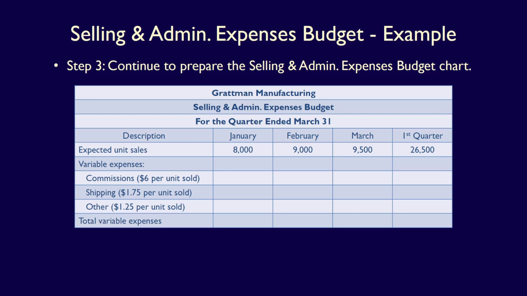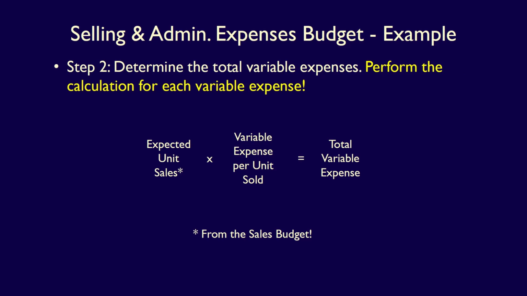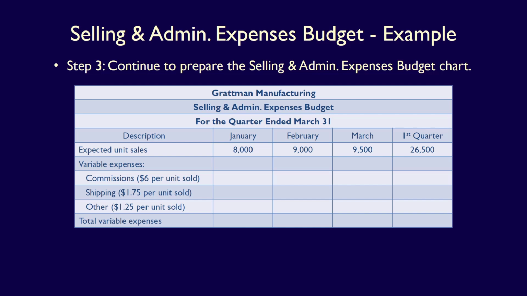We're now ready to do our calculations. We're going to apply our formula from step 2: expected unit sales multiplied by the variable expense per unit sold is equal to the total variable expense. So, for January, 8,000 units sold multiplied by $6 per unit commissions is equal to $48,000. 8,000 units sold multiplied by $1.75 per unit shipping expense, $14,000. 8,000 units sold multiplied by $1.25 per unit other variable expenses, $10,000. For a total variable expense in January of $72,000.